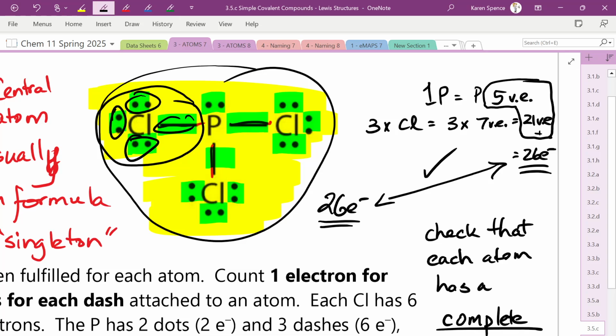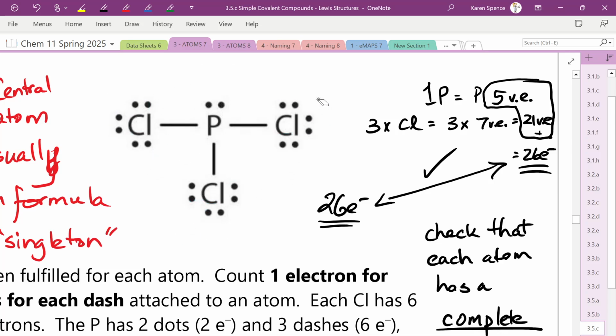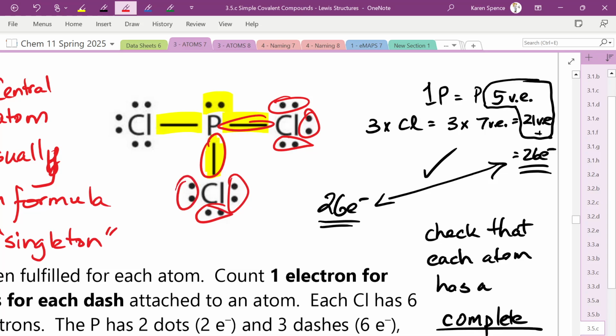So for phosphorus, I'm actually going to erase all of this because it's gotten really crazy. For phosphorus, we have 2, 4, 6, 8. What about for our chlorine on the right? 2, 4, 6, 8. 2 electrons on each side. And this chlorine at the bottom, 2, 4, 6, 8. Everybody has 8 electrons. All right, so you got to keep those in mind as we get into more complex structures. Everybody needs 8, and your electrons in need to equal the electrons at the end. Okay?